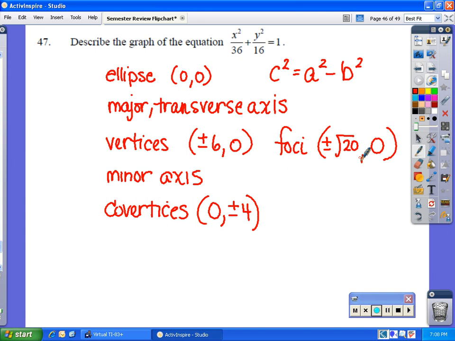If we were to graph this ellipse, we would see that the longer axis is on x, with vertices at plus or minus 6. The shorter axis is on y, with co-vertices at plus or minus 4. The foci are within the ellipse on the major axis. The square root of 20 is between 4 and 5, a little bit closer to 4, and those points would be there.